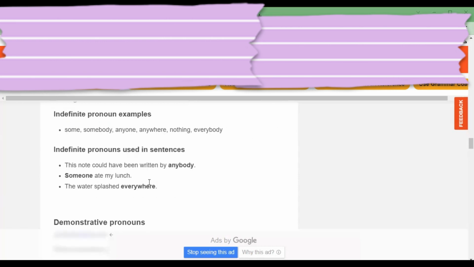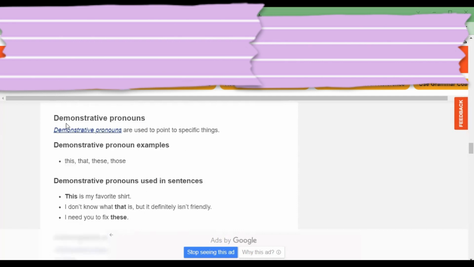Indefinite pronouns used in sentences: this note could have been written by anybody. Anybody is not specific. Someone ate my lunch. Your lunch was eaten by someone you didn't know. The water splashed everywhere. Everywhere, so no specific direction. It's everywhere. Now let's move on to demonstrative pronouns.